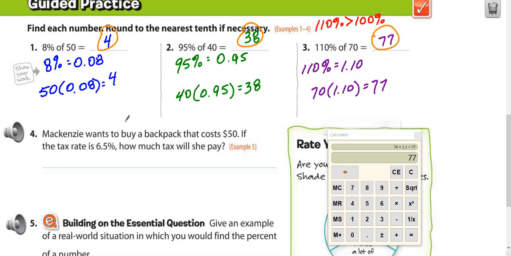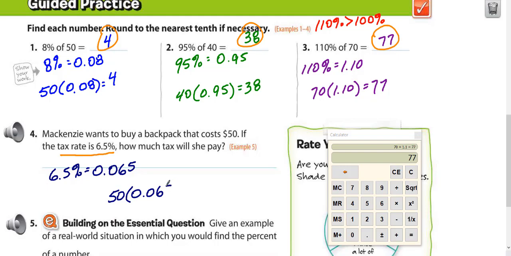And problem number 4. Mackenzie wants to buy a backpack. It costs $50. The tax rate is 6.5%. How much tax will she pay? So she's got a tax rate of 6.5%. As a decimal, that's going to be 0.065. We're going to multiply that by the 50.